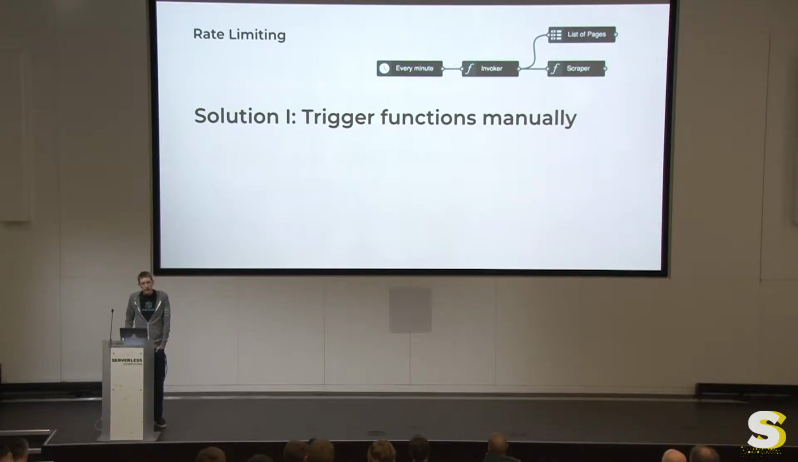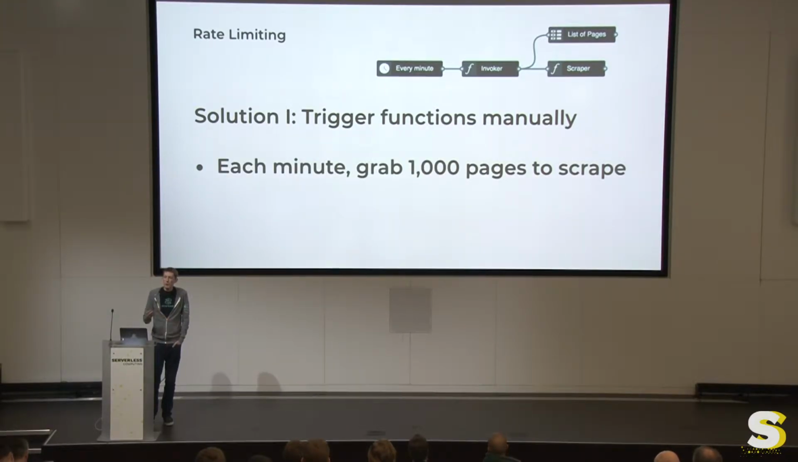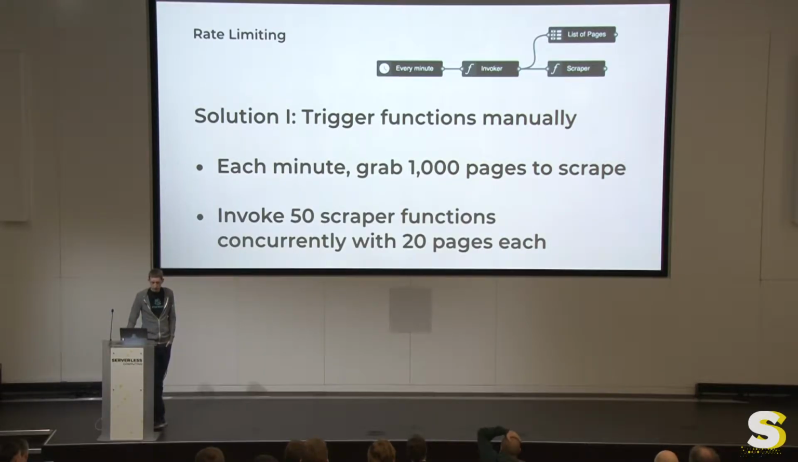Well, we can do a couple of things. The first solution is, let's trigger the functions manually. Every minute, we grab 1,000 pages to scrape from a database, a DynamoDB table maybe, the list of pages here. And we've got this invoker function, and it's going to invoke 50 of these scraper functions every minute. And it's going to give them 20 pages each.